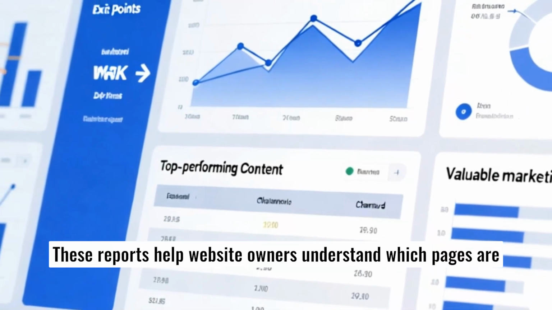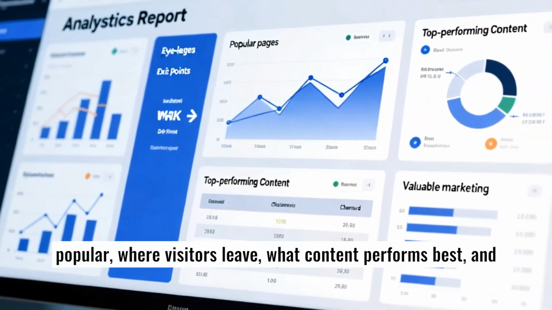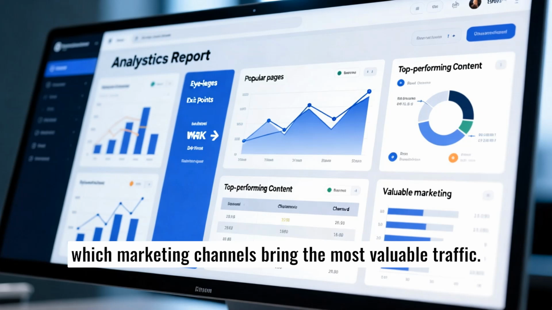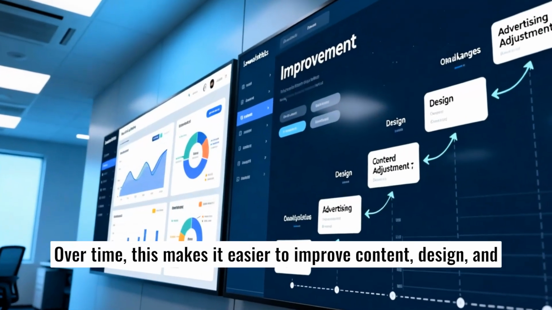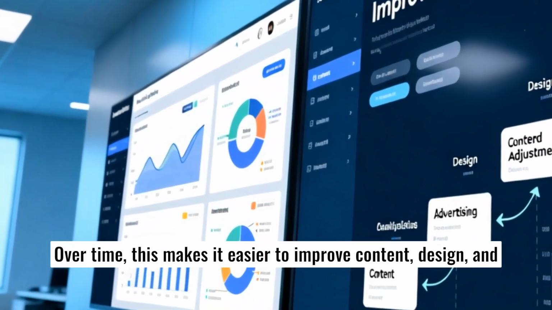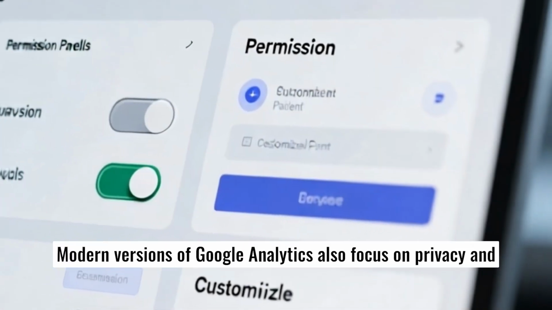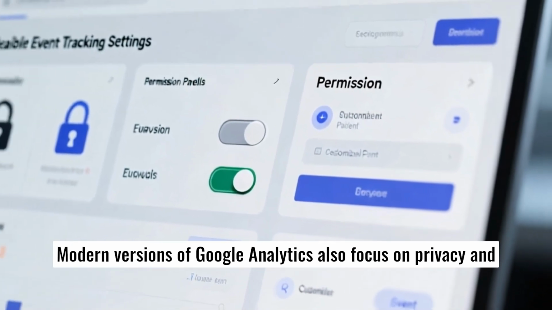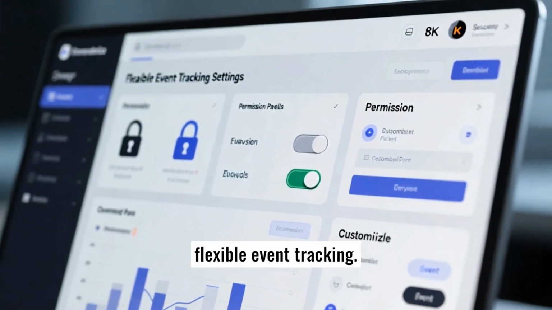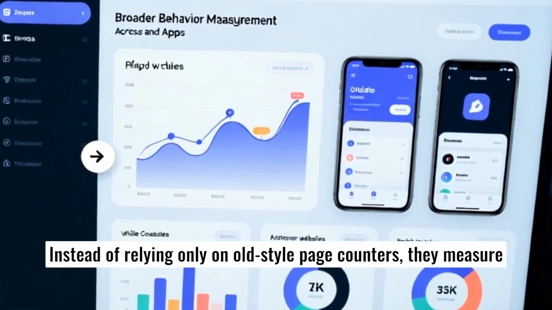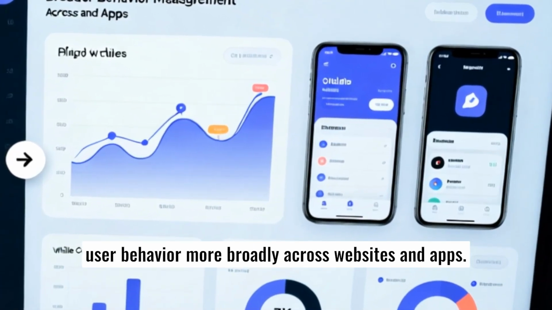These reports help website owners understand which pages are popular, where visitors leave, what content performs best, and which marketing channels bring the most valuable traffic. Over time, this makes it easier to improve content, design, and advertising decisions. Modern versions of Google Analytics also focus on privacy and flexible event tracking. Instead of relying only on old-style page counters, they measure user behavior more broadly across websites and apps.